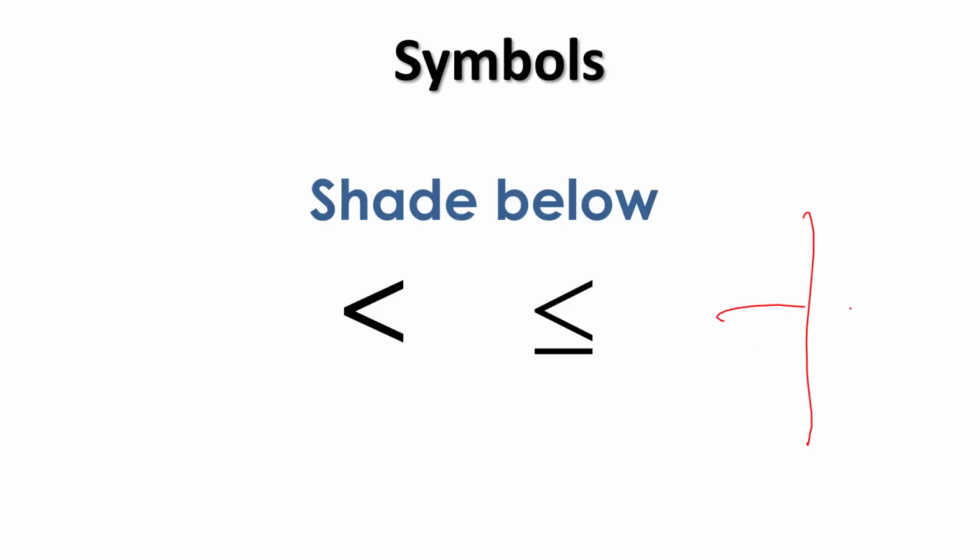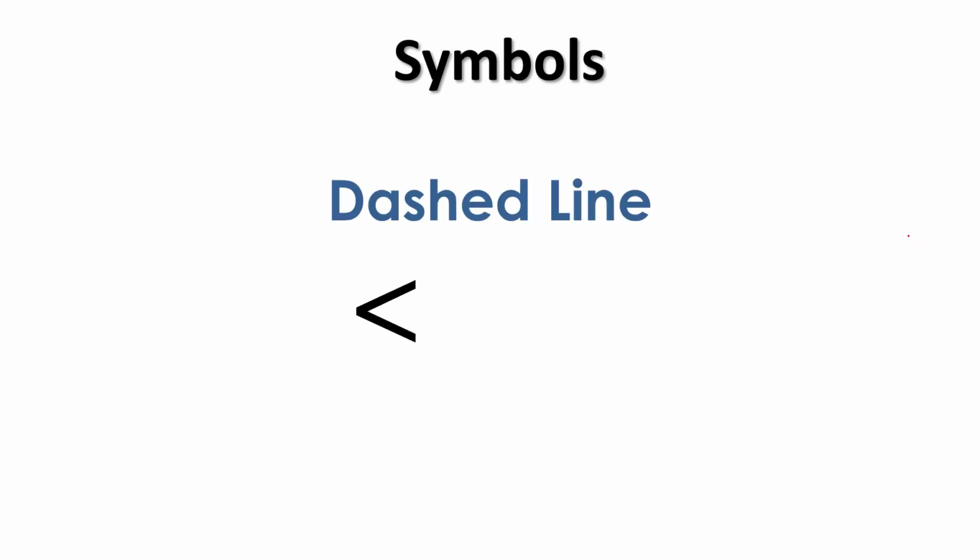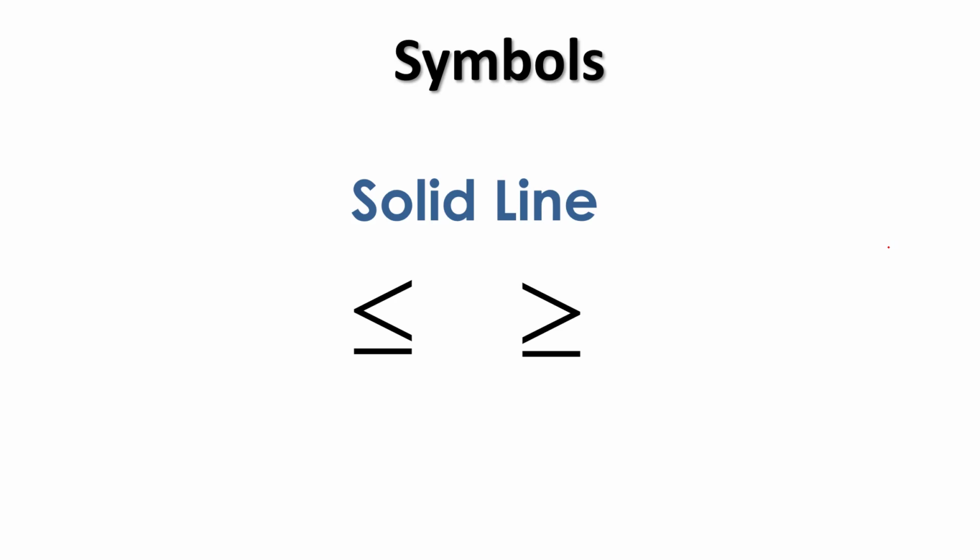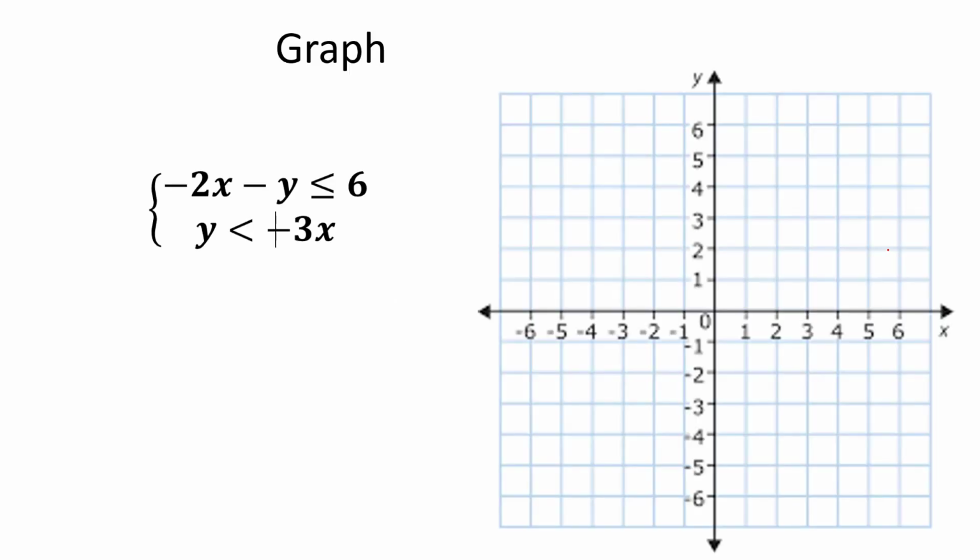Shade below. Now, same deal. When I have y is less than negative x, then we graph the line, and we are shading below, so everything underneath it. All right, greater than and less than, so we're going to have dashed lines. Greater than or equal to, less than or equal to, we're going to have solid lines.